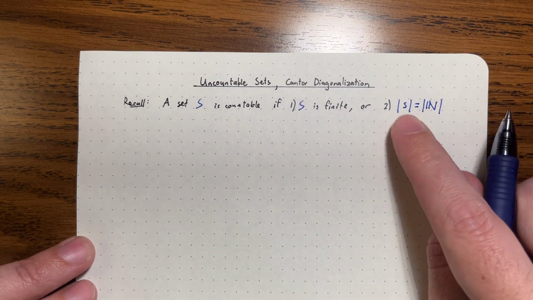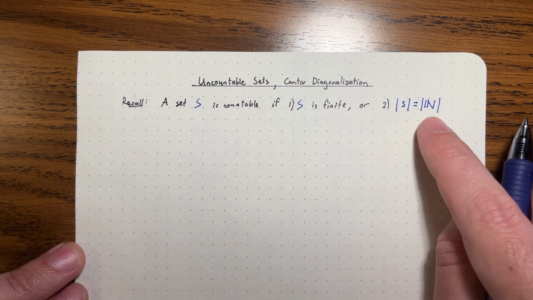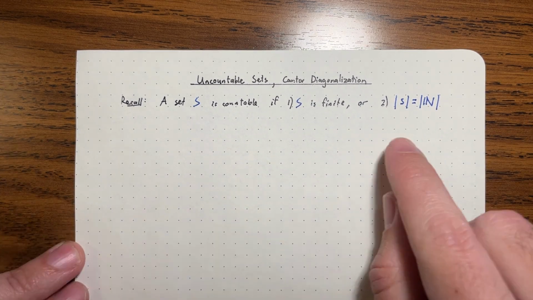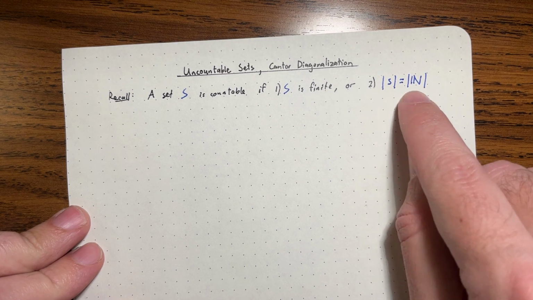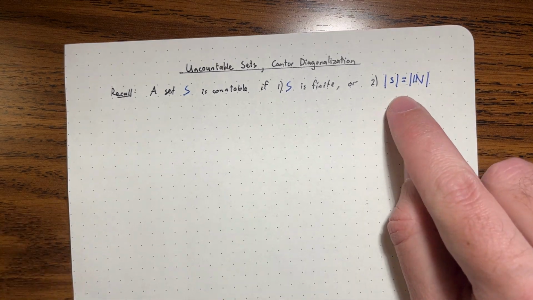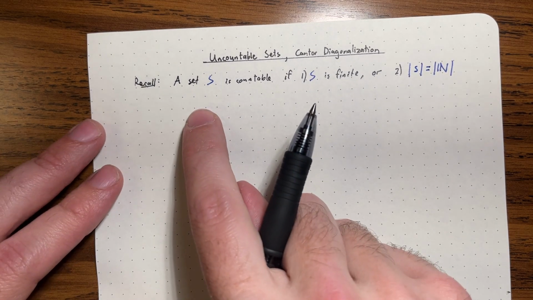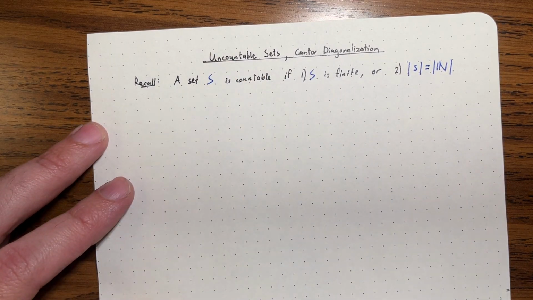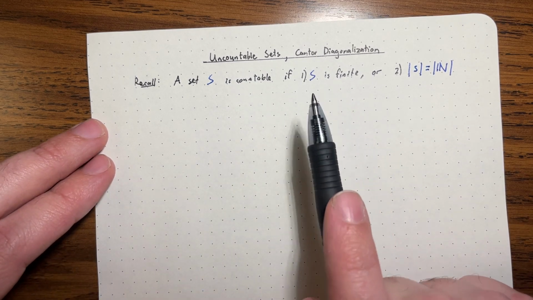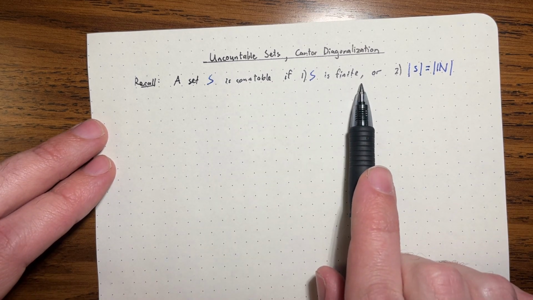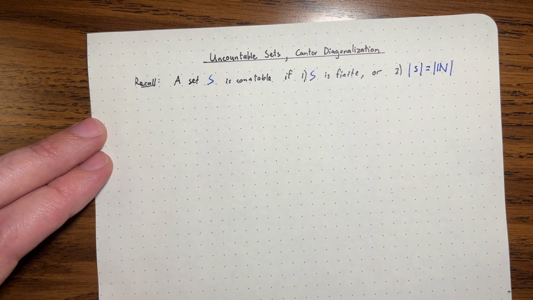It doesn't mean counting the elements. They're infinite sets, so you can't count all the elements of the natural numbers, for example. This just means we have a bijection. There exists some bijection between your set and the natural numbers. Okay? And uncountable is exactly what you think it is. It just means it is not one of these, meaning it's infinite, so it's not finite, and there exists no bijection to the natural numbers.